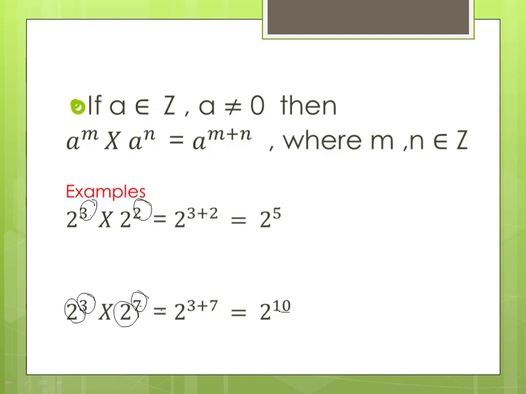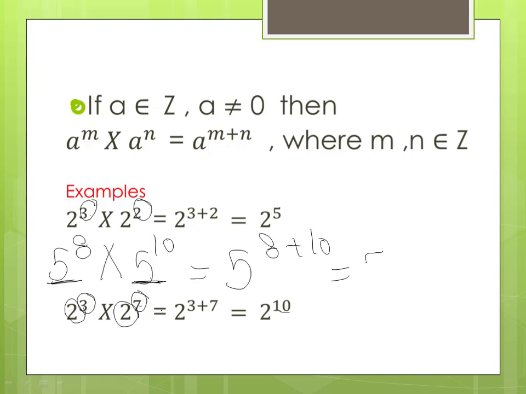Let's see another example. 5 to the power 8 times 5 to the power 10 equals. We have here 5 and 5. They have the same base. So we write 5, and we make 8 plus 10. So the answer is 5 to the power 18. So let's return back to the rule. When we have a, then we make m plus n, where m and n are belonging to Z.